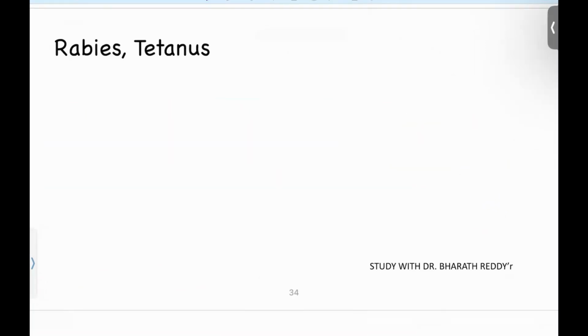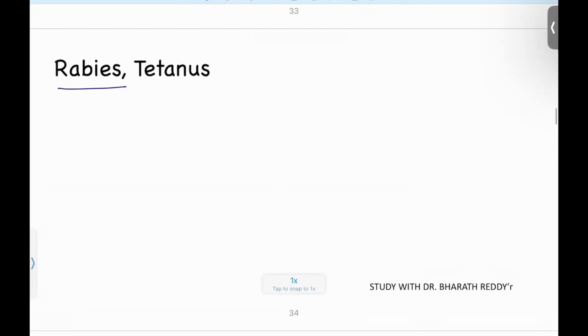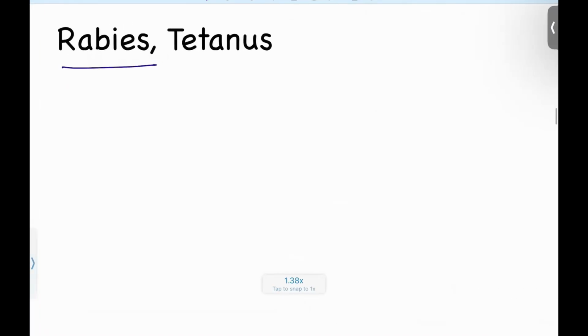Next topic is rabies prophylaxis. So when I say rabies prophylaxis, most commonly that is used as post-exposure prophylaxis. So how is that categorized? It is categorized into 3 types. Category 1, category 2, category 3. How should this be classified?